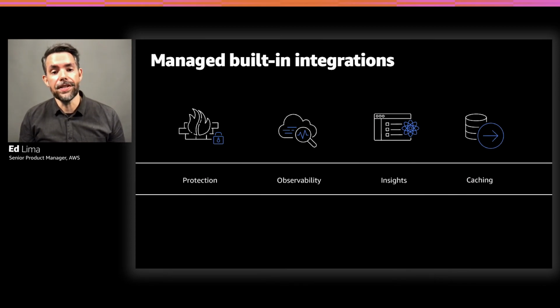As a managed service, AppSync also provides powerful integrations with other AWS services to provide important features such as enhanced protection, tracing and observability, insights from the GraphQL API operations, as well as server-side caching, all managed for you so you don't have to manage yourself. Any of them can be enabled with a simple click of a button in your API settings.